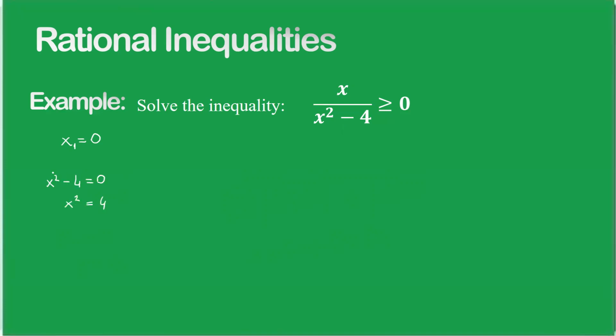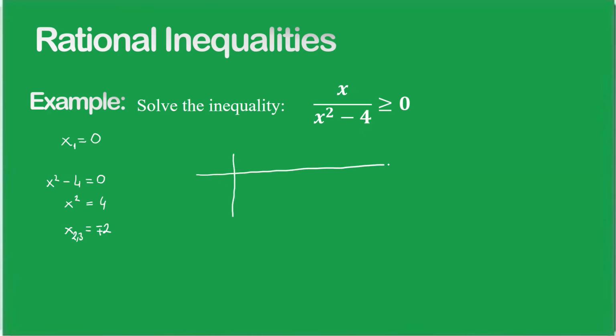You may factorize this one, it is a difference of squares, but I'm not going to use it. Which numbers squared give 4? Minus 2 and 2. So let's write here x2, x3 equal minus 2 and plus 2. Now let's show them on the table.